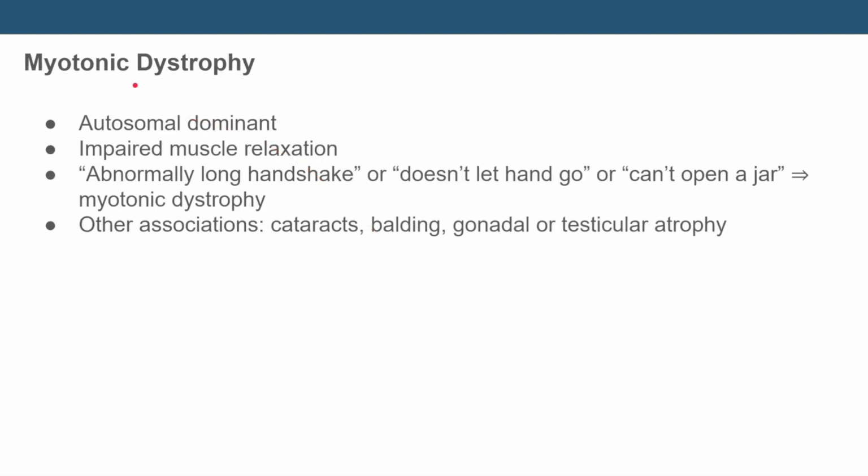In myotonic dystrophy, you have to know that myotonic dystrophy is an autosomal dominant condition. It causes impaired muscle relaxation, and for the USMLE, the tip is they say an abnormally long handshake in the question, or that the patient doesn't let the hand go, or they cannot open a jar, or after they open a jar, they cannot release their hand. This is going to be myotonic dystrophy, and you have to know that there are other associations with this, also cataracts, balding, gonadal atrophy, or testicular atrophy.